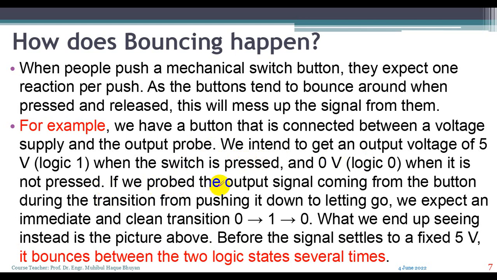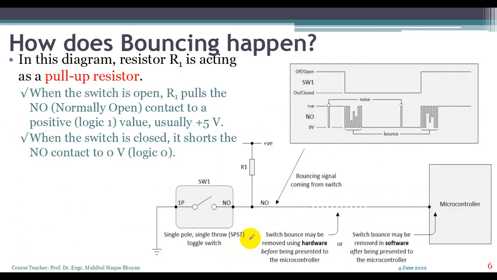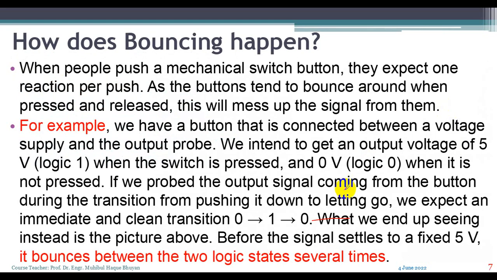If we probed the output signal coming from the button during the transition from pushing it down to letting go, we expect an immediate and clean transition from 0 to 1 and 1 to 0. Press the switch, go to 1, release the switch, we want to go to 0. What we end up seeing instead is not clean transition, but noise. Before the signal settles to a fixed 5 volt, it bounces between the two logic states several times.